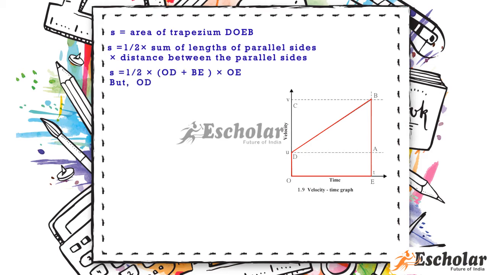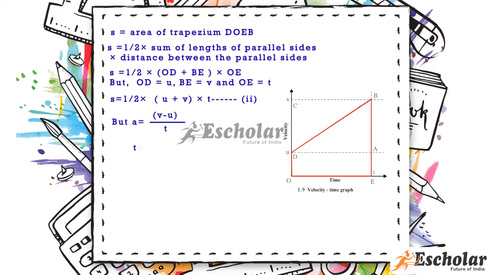That is S equals 1/2 into (OD plus BE) into OE. But OD equals U, BE equals V and OE equals T. That is S equals 1/2 into (U plus V) into T. But A equals (V minus U) upon T, that is T equals (V minus U) upon A, equation 3. That is S equals 1/2 into (U plus V) into (V minus U) upon A.